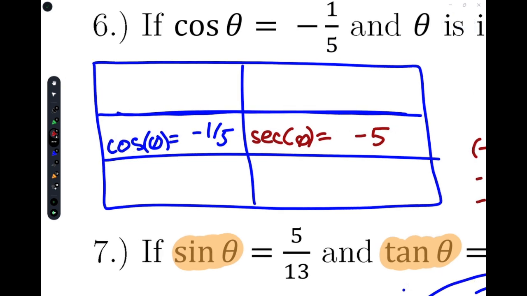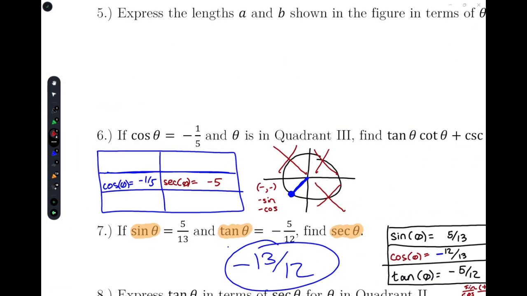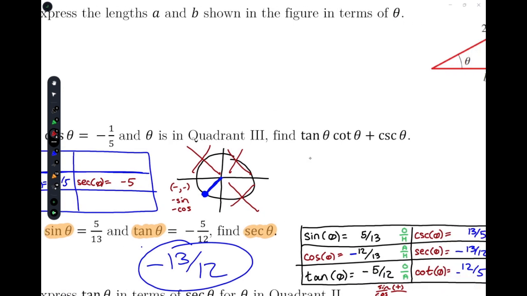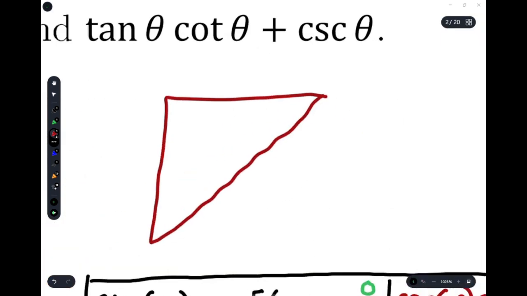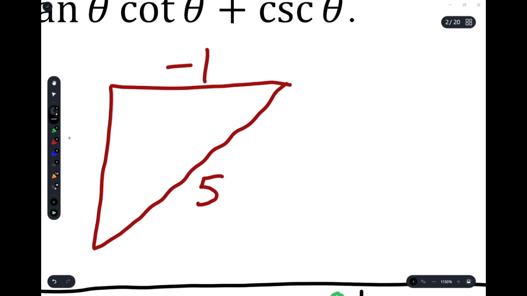I think we need to draw a triangle. A squared plus B squared. I think we need to draw a quadrant 3 triangle with a hypotenuse of 5 and an x value of -1. And we need to say, what is that side?